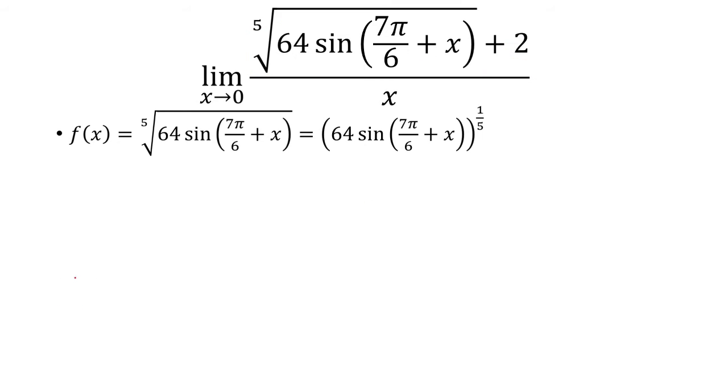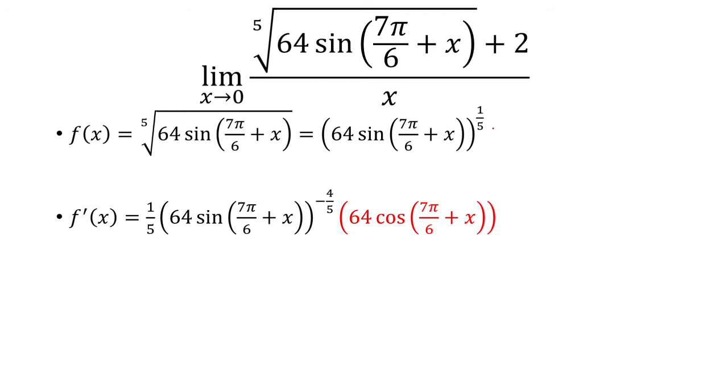Okay, so now my goal is to take the derivative. Before I take the derivative, I'm going to change the fifth root as just raising it to the 1/5 power. And now I'm going to use chain rule to take the derivative. First, I'm going to take the derivative of the outside function, and that means I'm going to bring it down, keep the inside the same, so this whole inside remains the same. Subtract 1 in the exponent, so 1/5 minus 1 is negative 4/5.